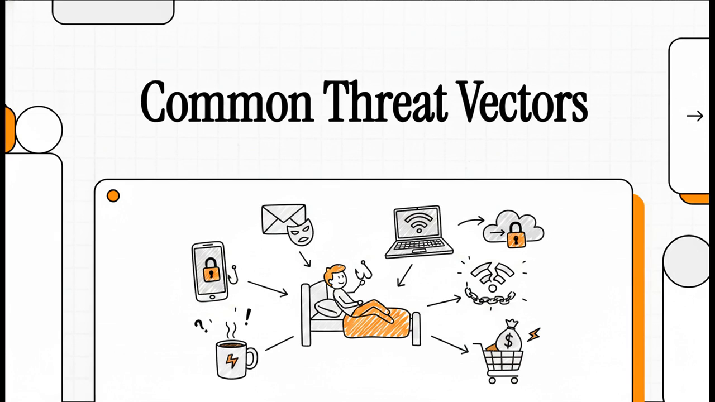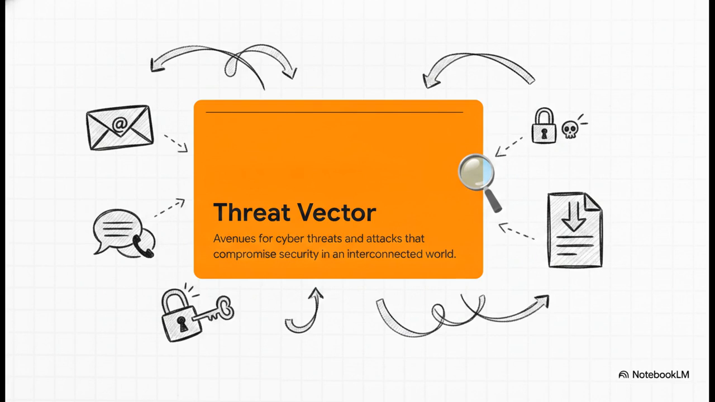So in this Explainer, we are going to walk through a typical day in your digital life and uncover exactly where these hidden threat vectors live. Before we get too far ahead of ourselves, though, let's lay down a quick foundation. What exactly do we mean when we say attack surface or threat vector? Basically, it's the broad spectrum of entry points that attackers use to compromise your security.